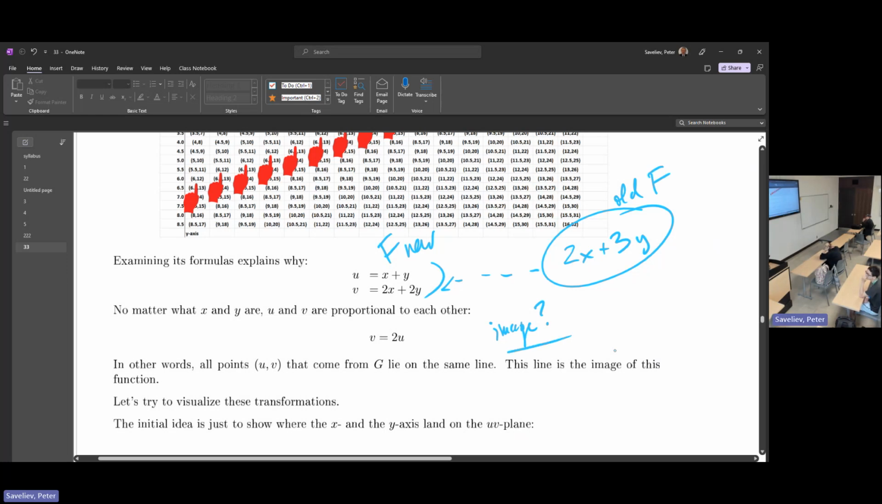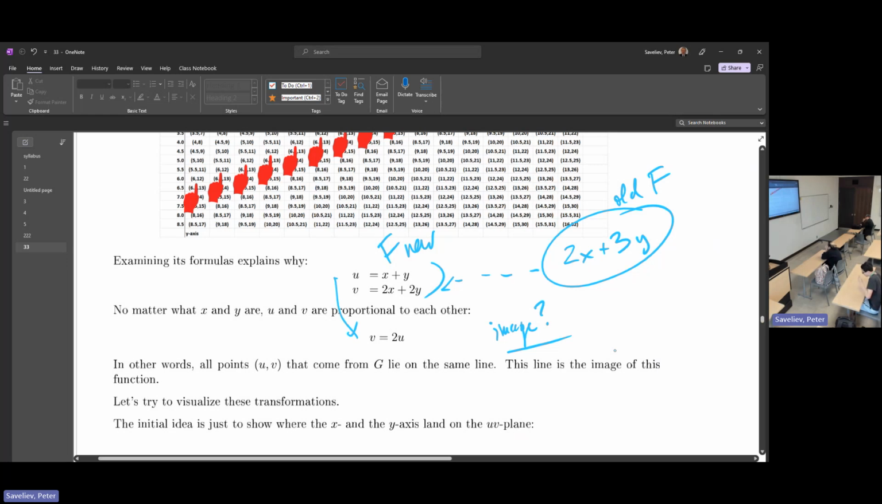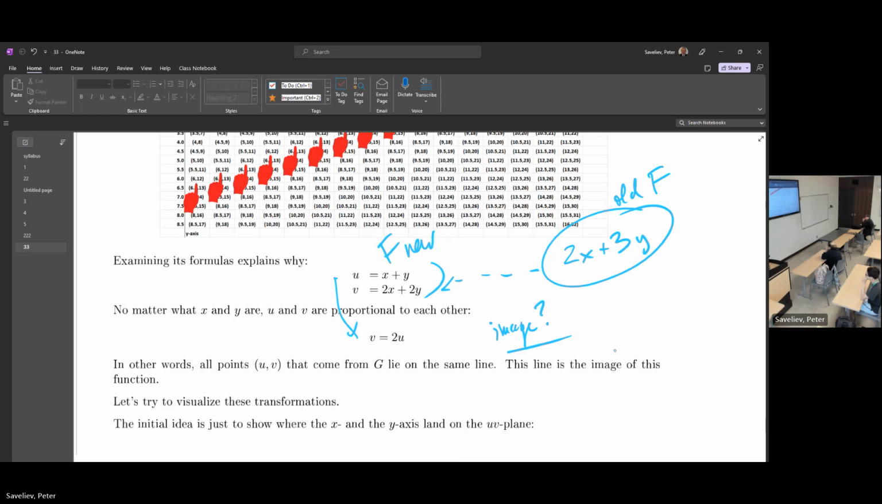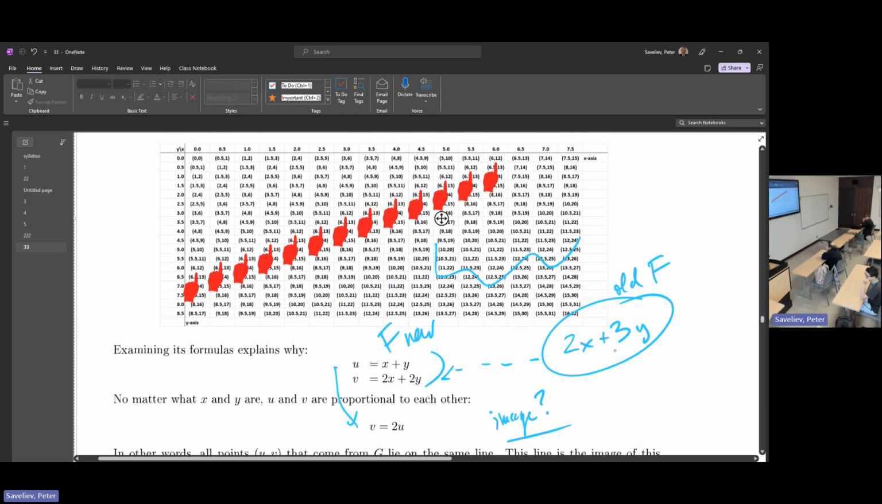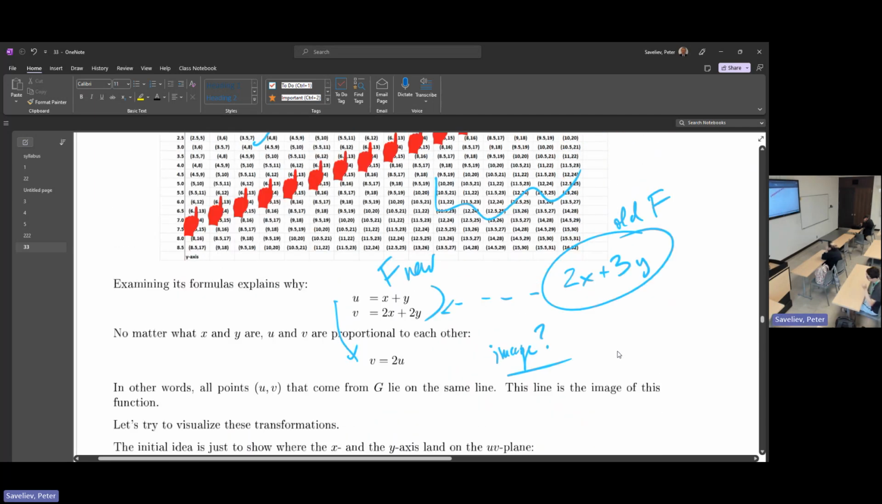Then I'm looking at the image of f, and I realize that with this formula, it will not cover the whole plane. Why so? Because no matter what x and y you plug in, the outputs u and v will be related to each other by this formula. You see, x plus y multiplied by 2 gives 2x plus 2y. That establishes a relation between u and v, which means that you cannot step outside. This is all unavailable. It will be only one straight line where you're going to be hitting. Okay, I'll stop here, and next time I'll see you.